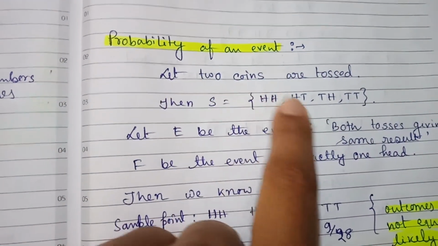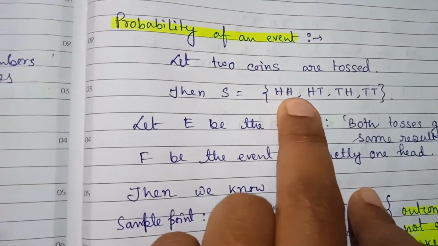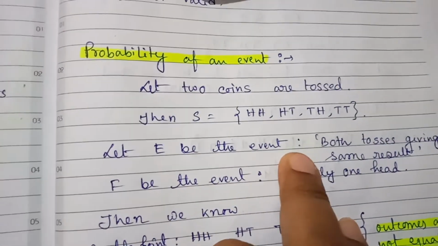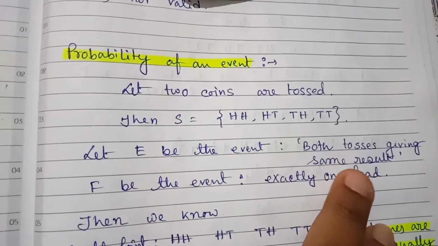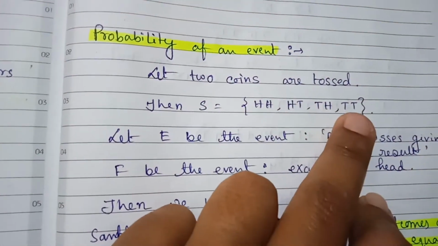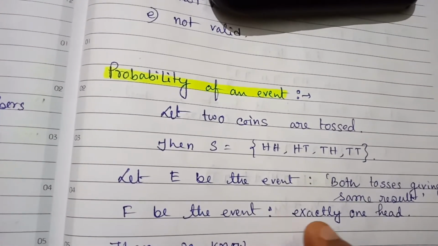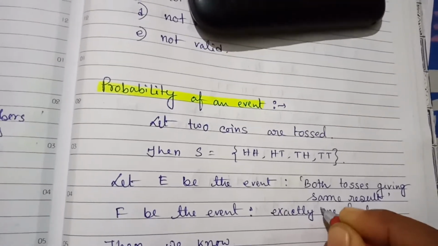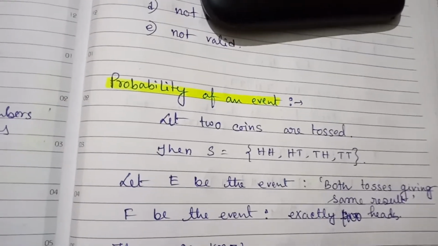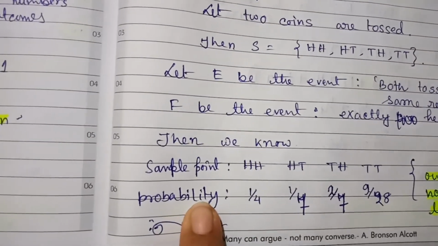Let 2 coins be tossed. What will be the sample space? You all know: HH, HT, TH, TT. Now let E be the event where both tosses give the same result. That means what? HH and TT. F be the event where exactly 2 heads come. Now these are the assignments given.